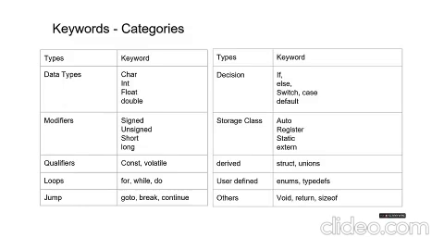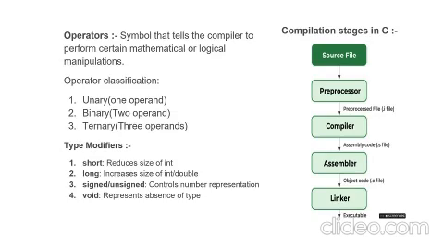These are the keywords in C language. There are totally 32 keywords. Coming to the operators. An operator is a symbol that tells the compiler to perform a certain mathematical operation. Operators are classified into unary operator, binary operator, and ternary operator. Again, they are classified into arithmetic operators, conditional operators, assignment operators, and so on. Types of modifiers: short, long, signed, unsigned, wide.